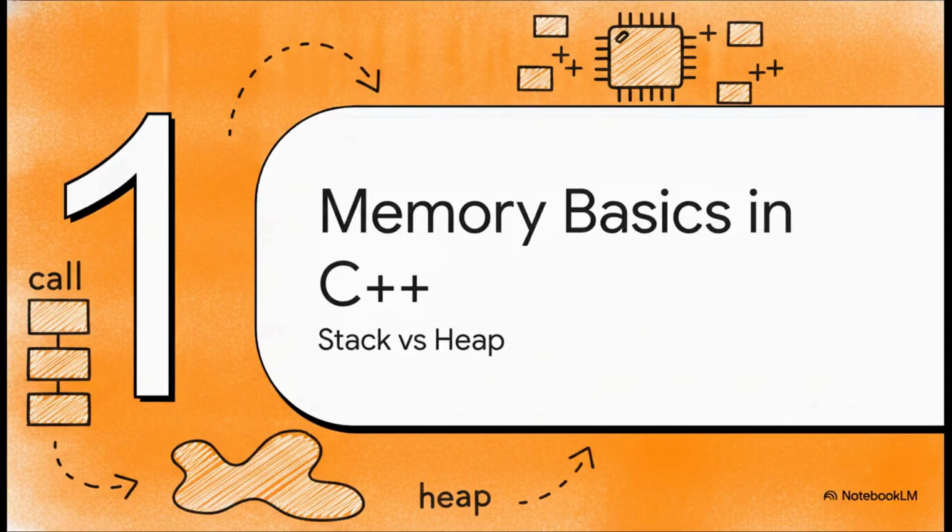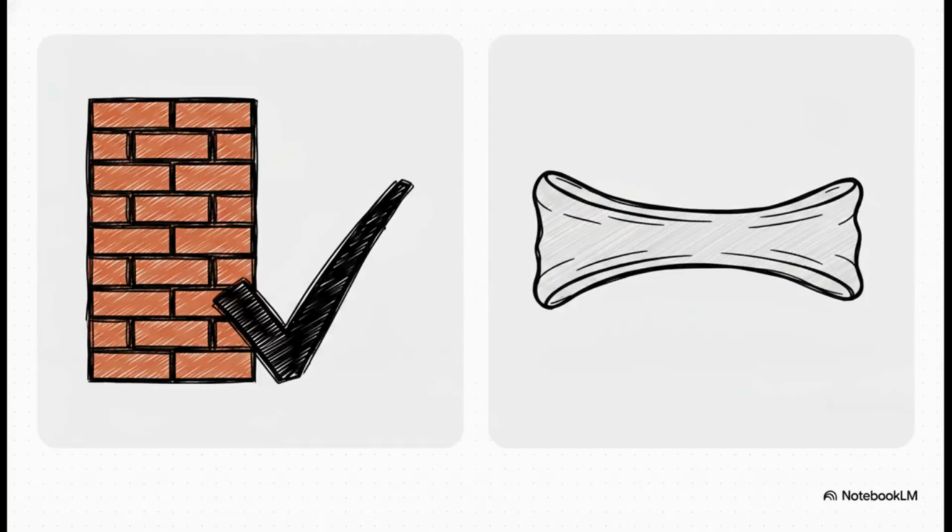Let's kick things off with Section 1, Memory Basics in C++, specifically looking at the stack versus the heap. The absolutely crucial point before we can even begin to understand function execution is defining exactly where these functions actually live inside the computer. And this brings us to the core division in C++ memory management. On one side, we've got stack memory, and on the other, heap memory.